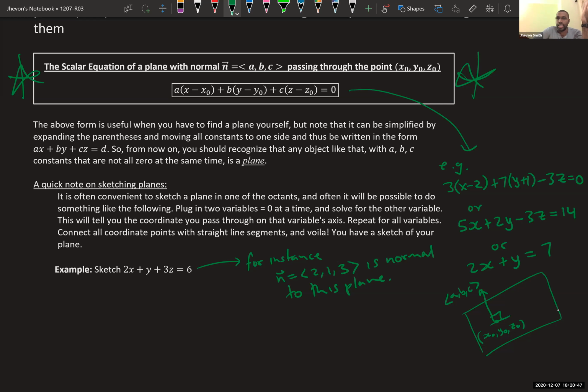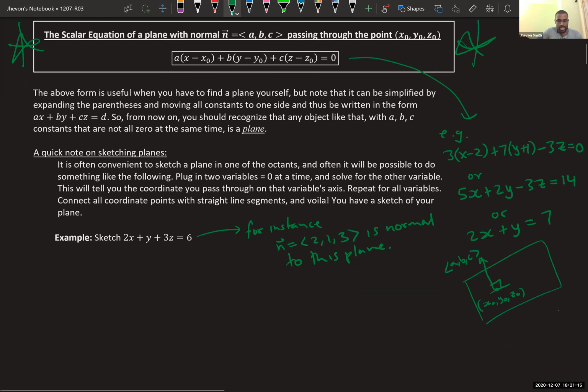The thing is, for a plane, you need 3 coordinates not lying along the same line, and then you draw lines connecting these coordinates. As usual with lines, it's not always possible, but if it is at all possible, the best coordinates to choose are the intercepts. They are also the easiest ones to find because the intercepts will occur when all variables except one are 0. So let's say I want to sketch this.